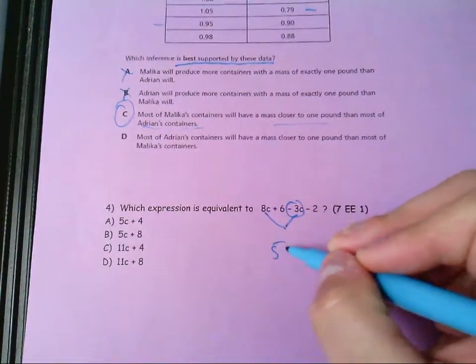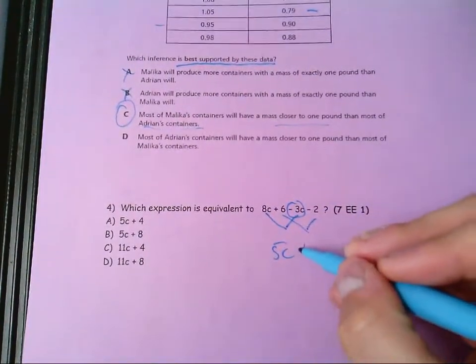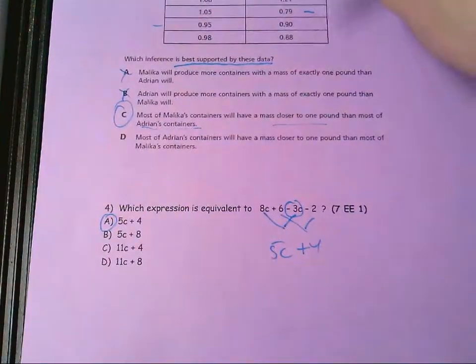8 minus 3 is 5c, and 6 minus 2 is 4. Hopefully you're not watching this one because everyone's going to get that one right. All right, number 5, rhombus.